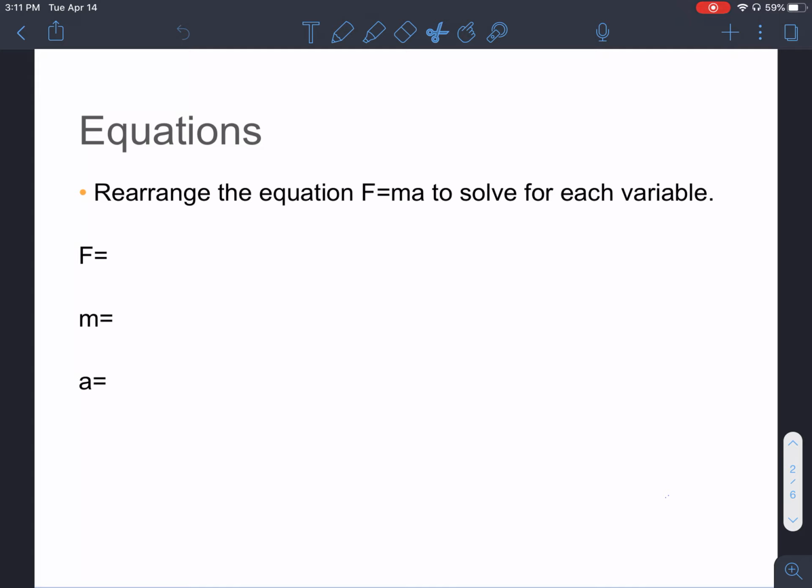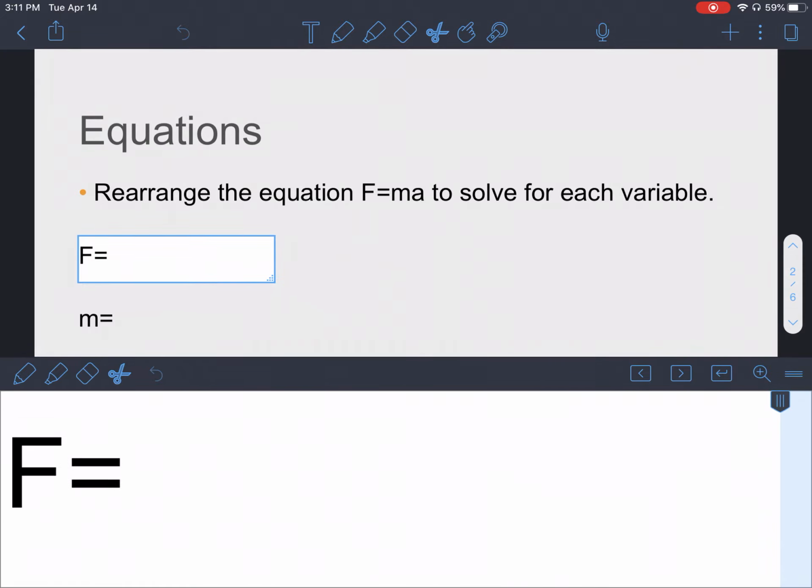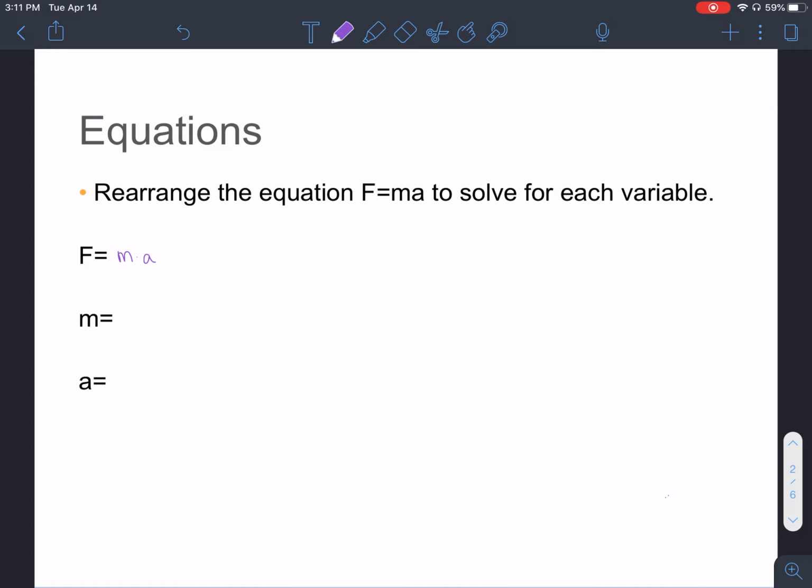The first thing that we're going to do is rearrange the equation to solve for each variable. So the first one is done for us, mass times acceleration. But now you need to solve for mass and solve for acceleration. Pause the video. When you're ready for the answers, press play.